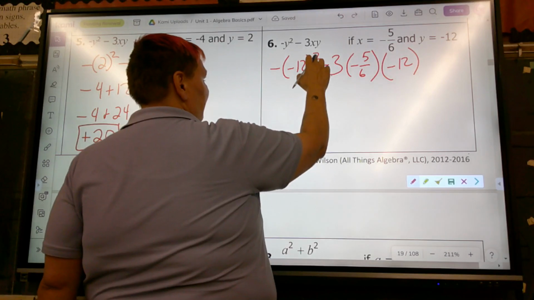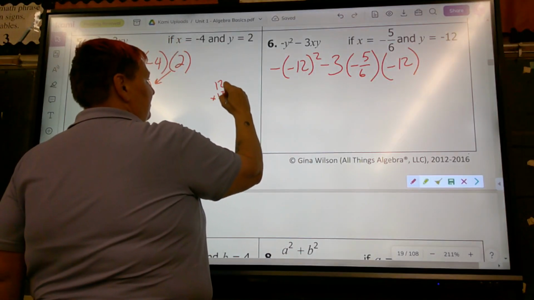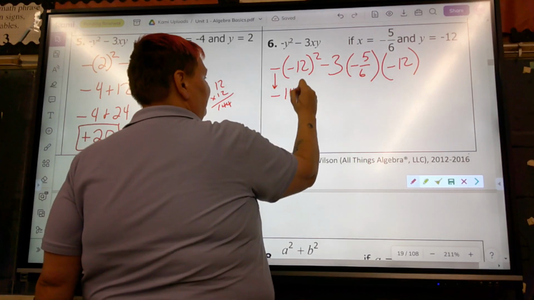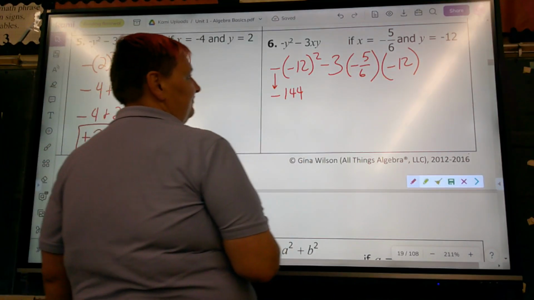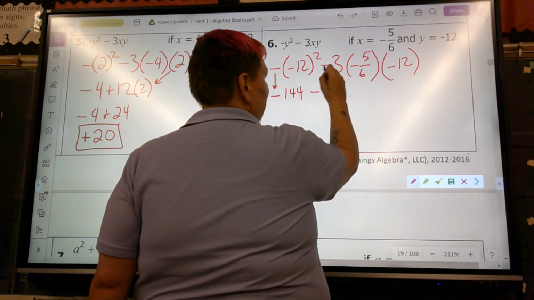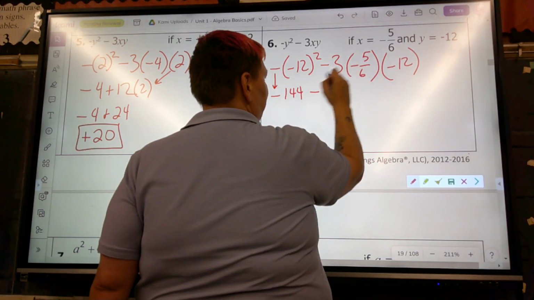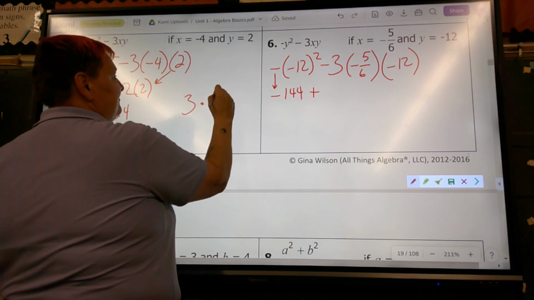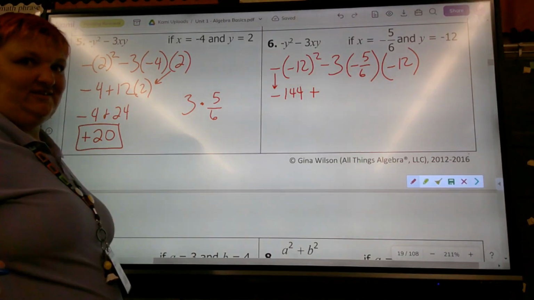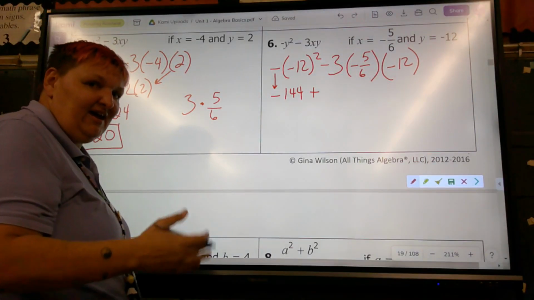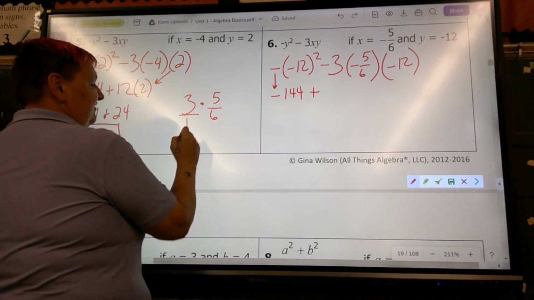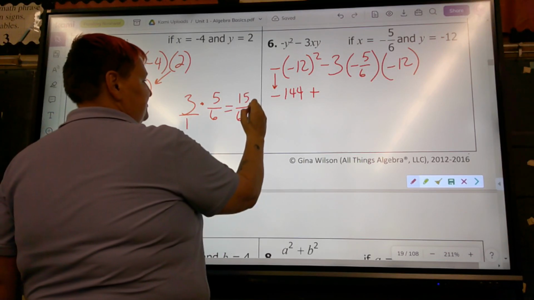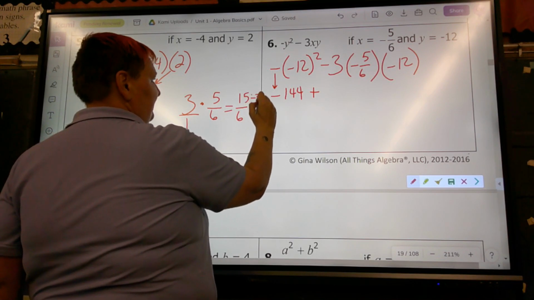Negative 12 squared is 12 times 12, which is 144. And then we bring down the negative sign. So negative 144 minus, it's going to be plus, right? Negative times a negative is a positive. Let's look at that 3. 3 times 5 over 6. Remember what I said, if you're going to multiply fractions, they have to both be fractions. 15 over 6, which simplifies, both can be divided by 3.